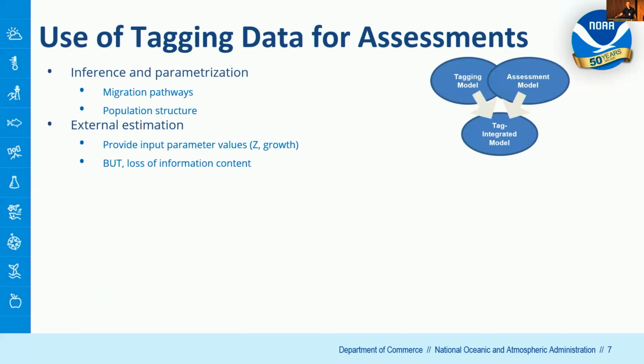So, what can you learn from tagging data? Obviously, there's a lot that you can learn just by looking at the tagging data external to an assessment. It gives you information on migrations, population structure, things like that. As we talked about earlier today, you can do external estimation, using that to estimate parameters outside of an integrated assessment. But you do lose some of the information content. Matt Vincent already mentioned earlier today that you have some issues there. If you fix parameters in your external analysis, you lose some of the information content, and you have issues with carrying over uncertainty and things like that.